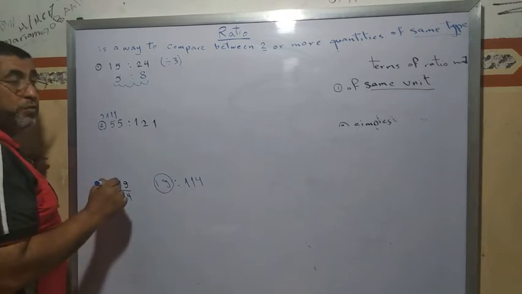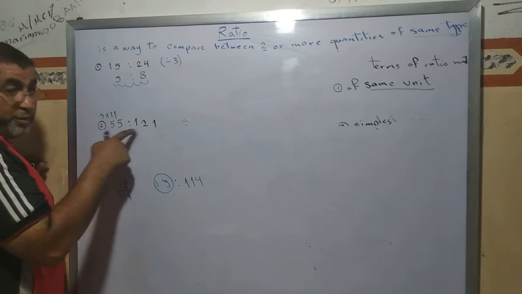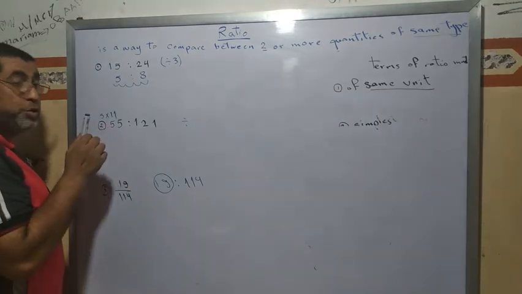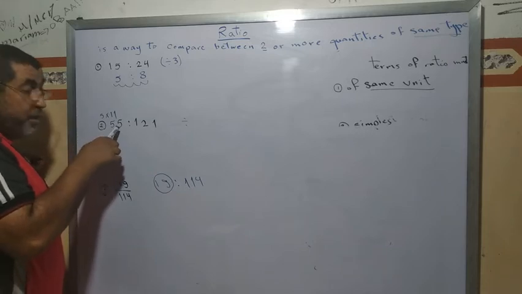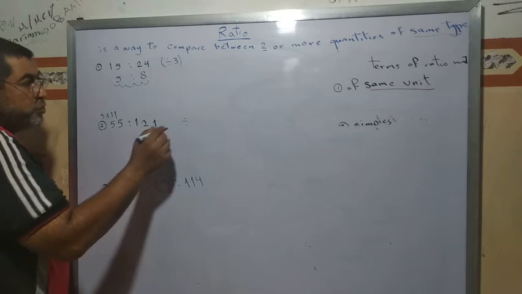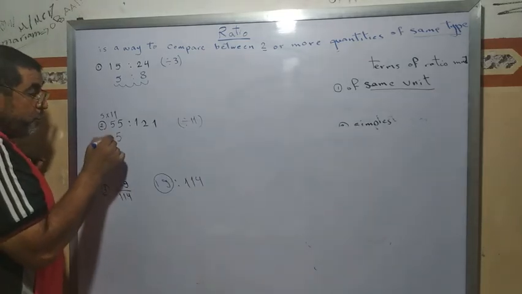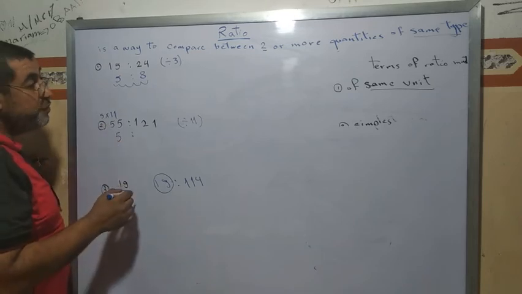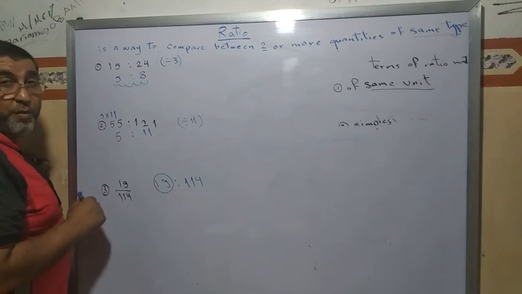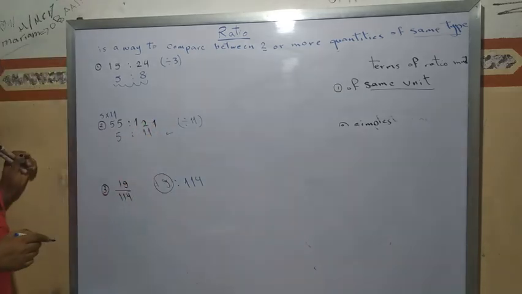55 to 121 is divisible by 5 or 11. Is it divisible by 5? No. Why? Because its unit digit is not 5 or 0. Here 5, but not here. So we must divide it by 11. 55 divided by 11 equals 5. 121 divided by 11 equals 11. Are there any common factors? No. It is in the simplest form.